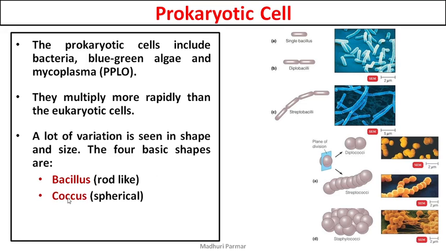The second shape is coccus. Coccus means spherical. Now just fix this term in your head. Coccus sambdo, just think of a ball, ball shaped, coccus. So coccus shaped, round shaped bacteria. Here again you have diplococci, meaning two round shaped bacteria. Then streptococci, a chain. And the new term here is staphylococci. Staphylo means bunch, in a group.